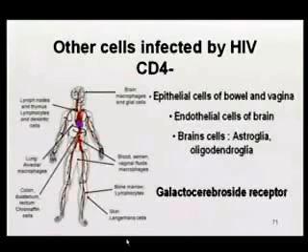And the reason why they get infected is there is another receptor for HIV, and it's a lipid. It's a galactocerebroside. So if you've got on these cells a particular galactocerebroside, then they can become infected as well. That's probably the route by which these cells become infected.